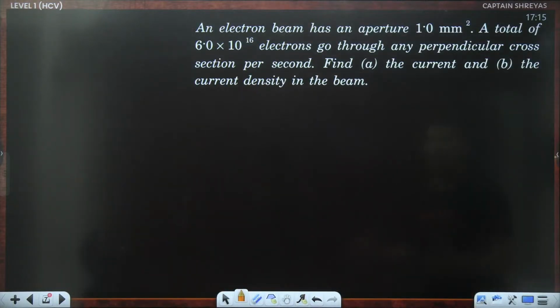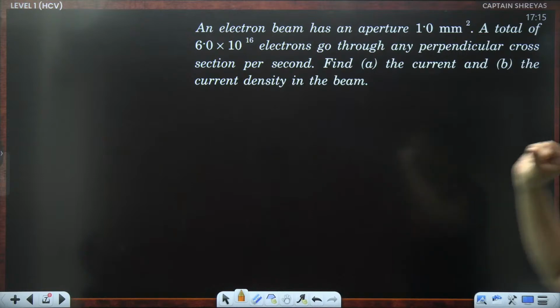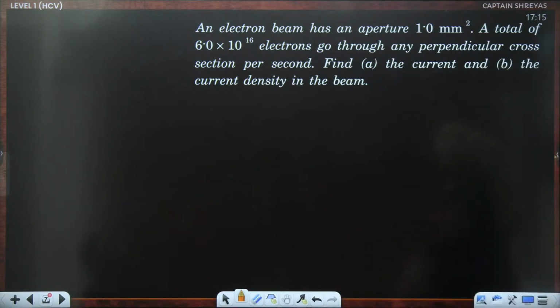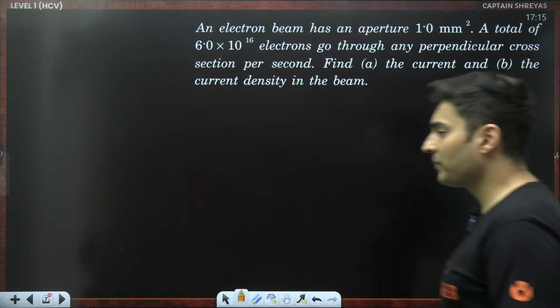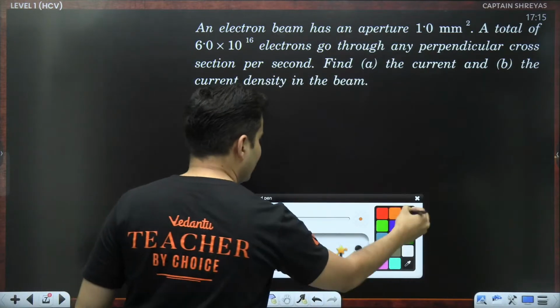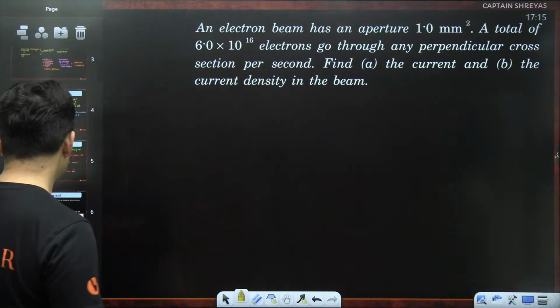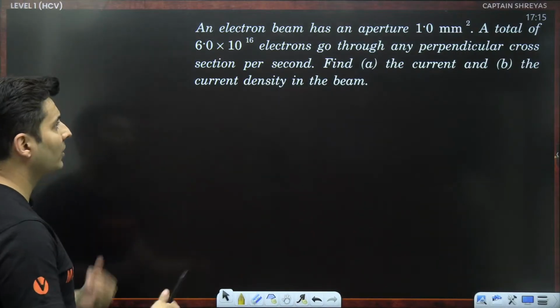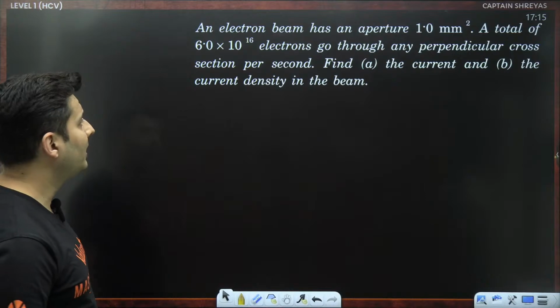An electron beam has a small aperture. Aperture is nothing but an opening. A total of these many electrons go through any perpendicular section per second. Find the current and the current density in the beam. Very nice question. Let's try to figure this out. Finding the current is probably the easier part. Then we can go to the next aspect of it.